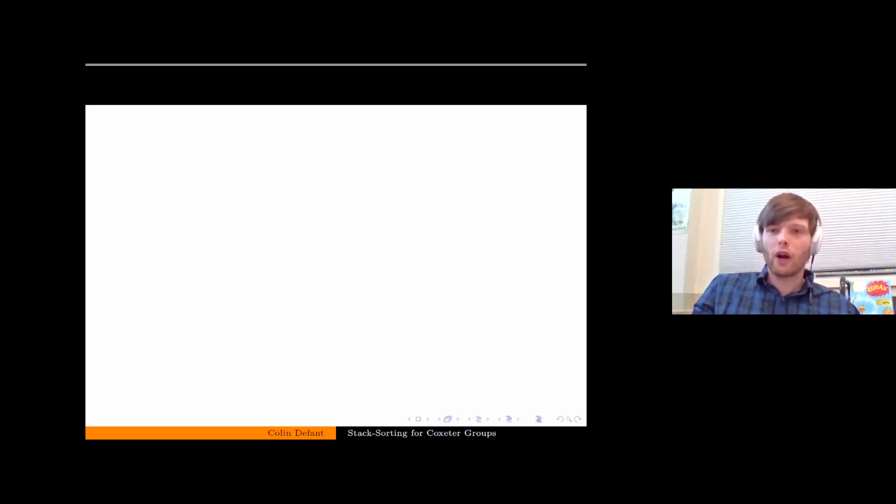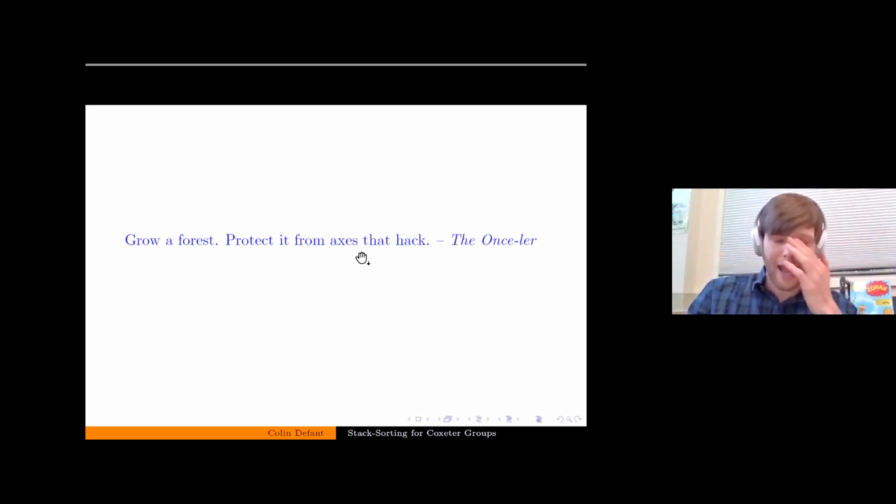And then at the end of this story, the Onceler's like, okay, kid, I'm going to give you the last truffula tree seed, and it's now your job to go plant this seed. And he says, not only plant this one seed, but you have to grow a forest and protect it from axes that hack. And I always thought this was kind of weird, because he's the one who destroyed the environment and he's the one who had the seed. Why didn't he go plant it?